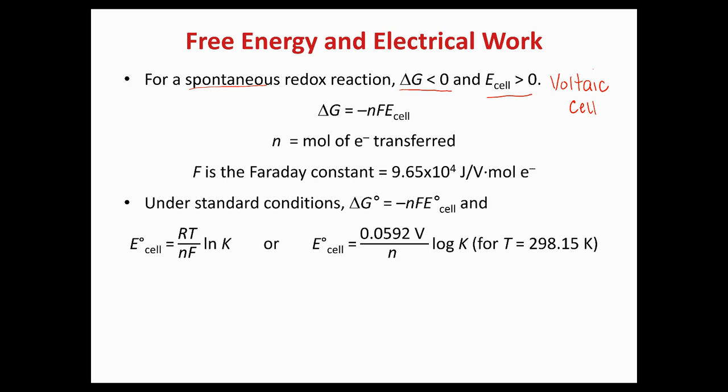This idea is given to us in an equation. We don't look at the derivation of the equation. But here, if E of cell is positive, because it's negative NFE, delta G is negative. Now let's talk about what the N is. N is the number of moles of electrons transferred, so for that you need the balanced equation. And F is a constant, Faraday's constant, 9.65 times 10 to the 4 joules per volt per mole of electrons. So this is a given.